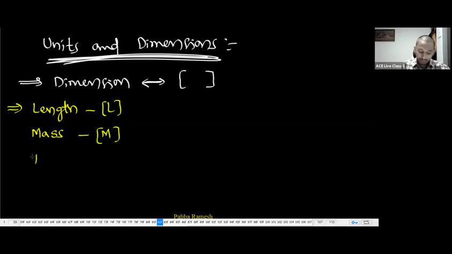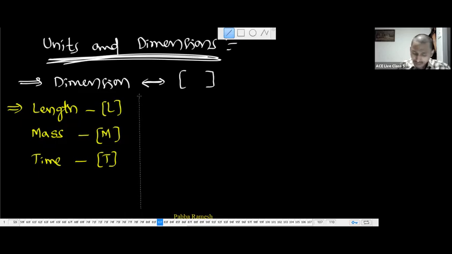Okay. Time. How do you represent? Capital T. Length, mass, time. Okay, these are the basic parameters. After that, these are generally called fundamental parameters, we can say. Fundamental derived parameters I'm taking. So what are those? Simply velocity.